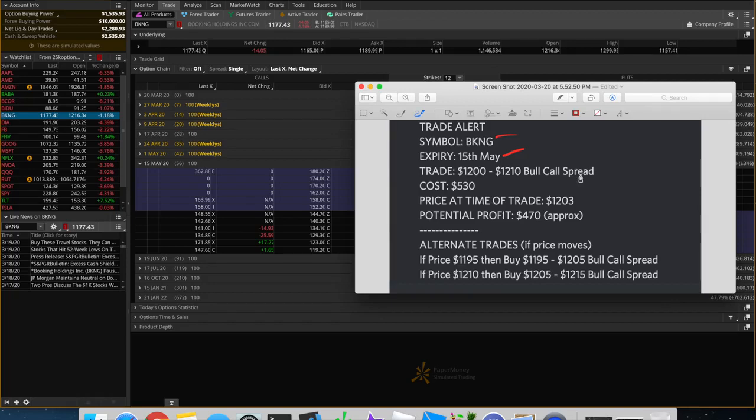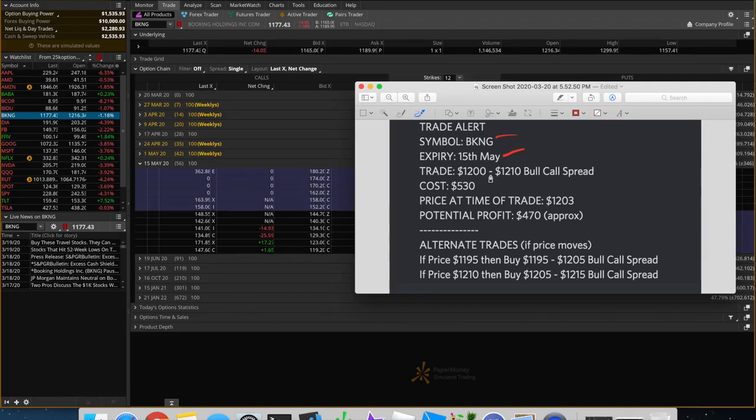So when I sent this alert, at that time BKNG's price was around $1,200, so that's why I sent this alert. And as you may or may not know, I usually try to trade at the money, buy at the money debit spreads. So if the price of BKNG is 1200, I'll try to buy a 1200 1210 bull call spread. Or if possible, sometimes I'll even do this.